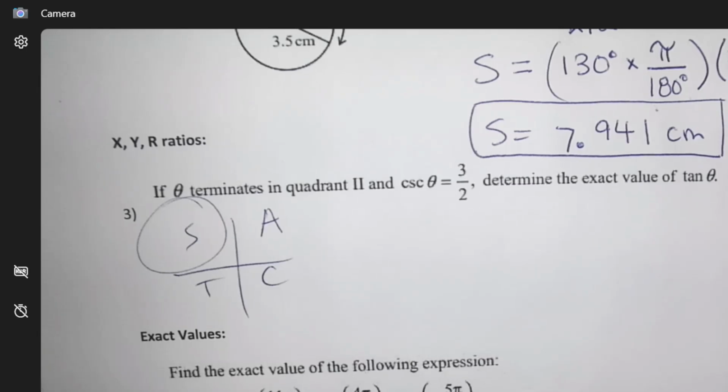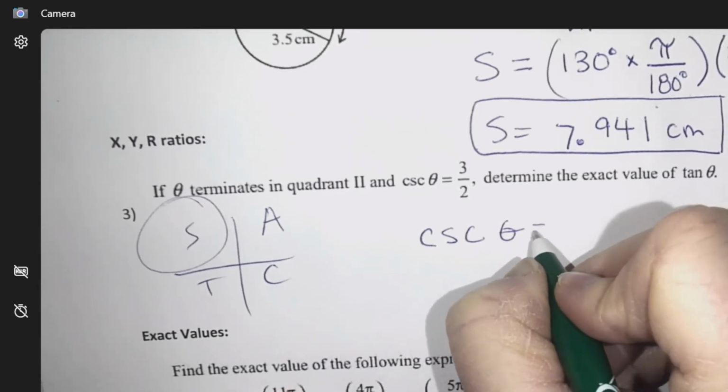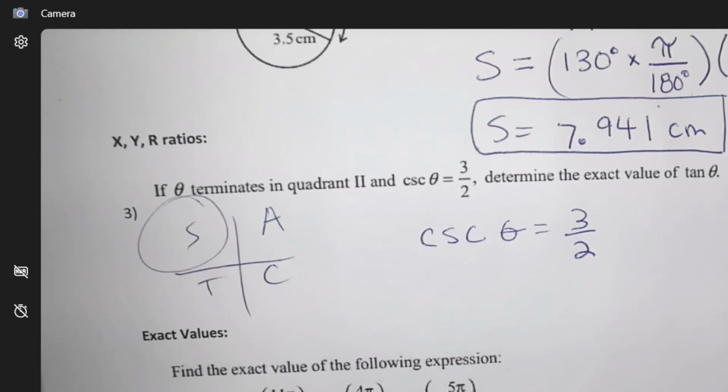We're in quadrant 2. We were told cosecant. So here's my understanding. I need to know what's X, what's Y, what's R. So what are we doing?